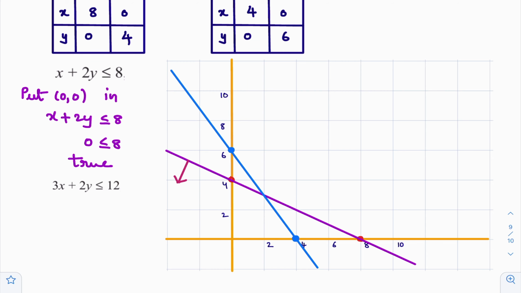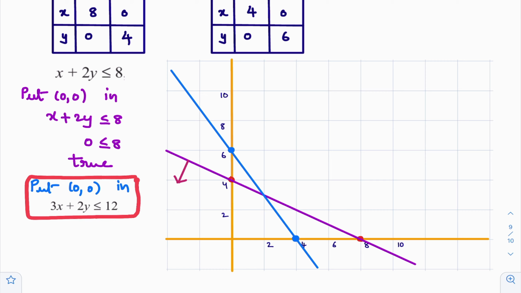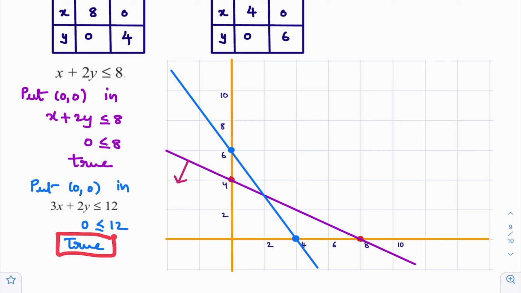As origin side and non-origin side are present, I'll put 0, 0 in this inequality. Then what you will get? 0 plus 0 less than or equal to 12, that is nothing but 0 less than or equal to 12. Is 0 less than 12? Yes, 0 is less than 12. So this is true. As this is true, which side do we need to shade? When it is true, we will shade the origin side. If it is false, we will shade the non-origin side. So for this line, keep it in your mind that this side we need to shade.